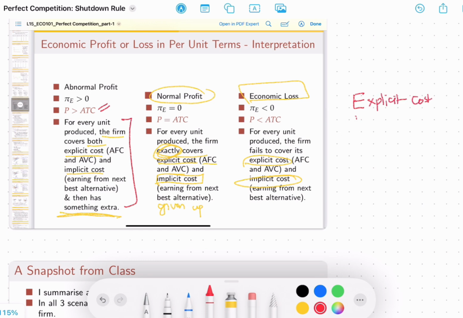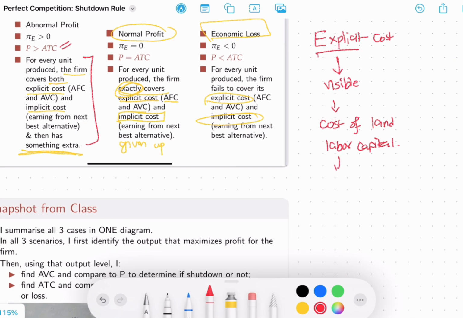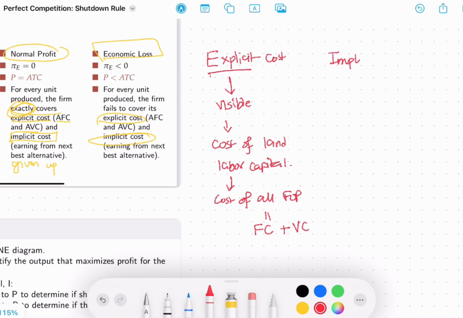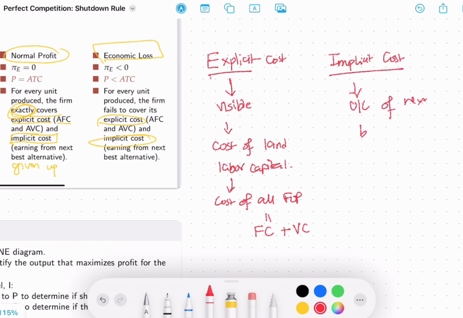So I'd just like to point out, remember, explicit cost, explicit means basically visible. So this is going to show up in your accounting books. So explicit cost is basically the cost of land, labor, capital, right? So the cost of all factors of production. And that's why it's covering both the fixed costs, stuff like land and such, and it's also covering your variable costs, labor, raw materials, all of that. On the other hand, implicit cost, remember, is nothing but the opportunity cost of the next best alternative. So implicit cost is essentially going to be the earnings from the next best alternative foregone.